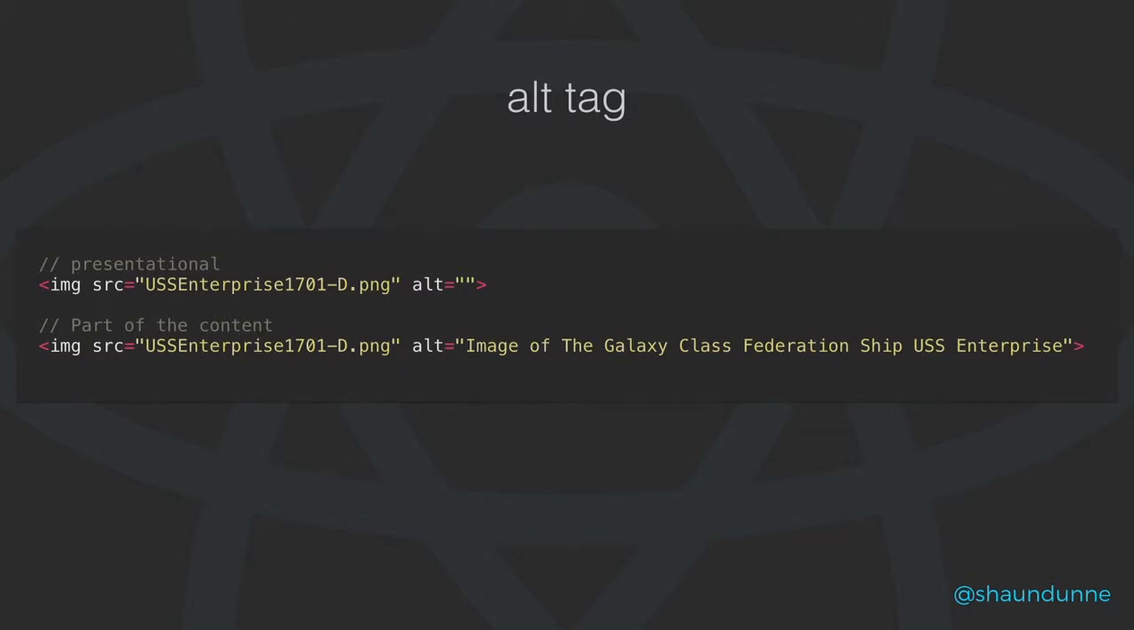If you don't know, just really quickly, for the top alt tag there, if you've got an image that's purely presentational and has no relation to the content, still use an alt attribute and just leave it as an empty string. That way, assistive technologies will know to skip over it.